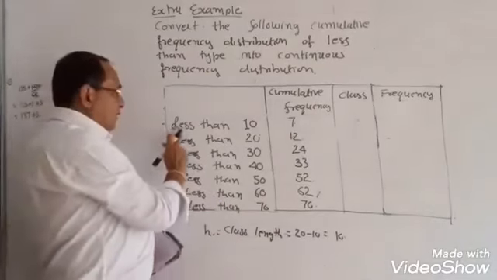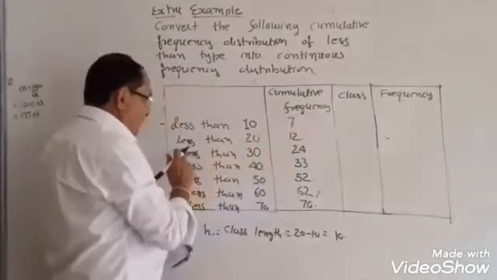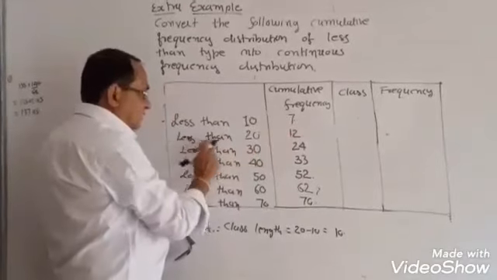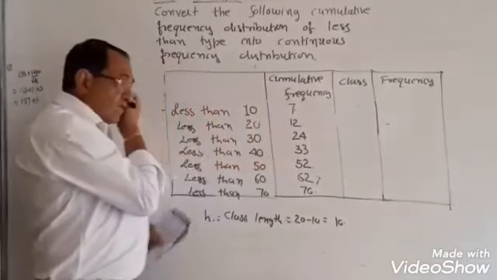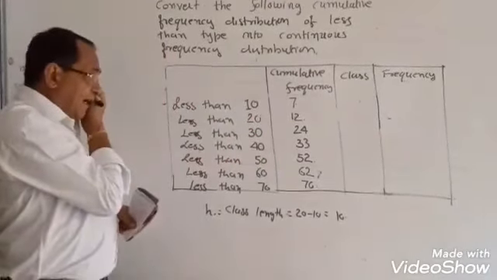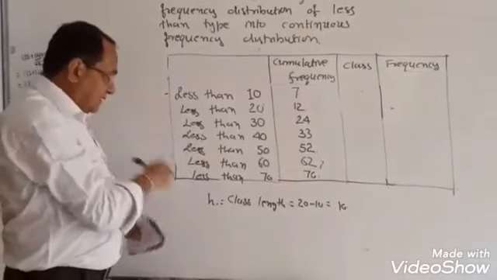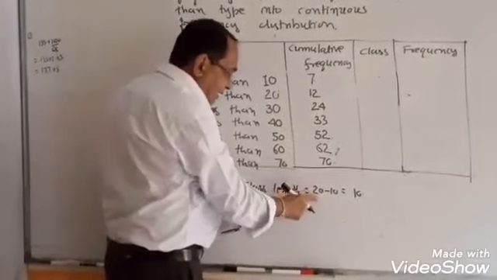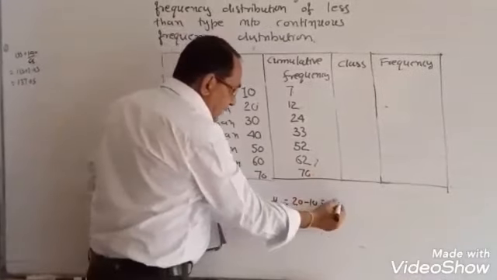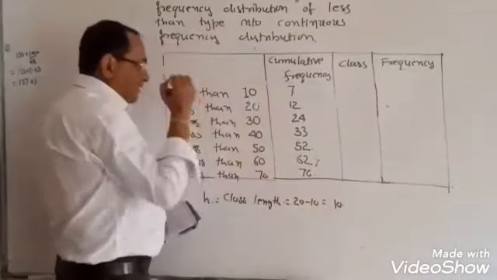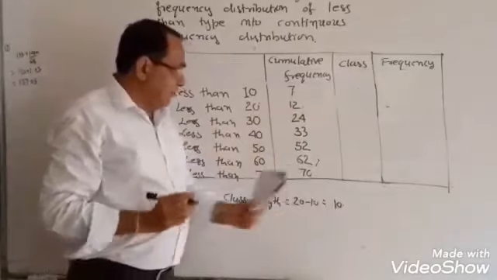Here you are given less than 10 is equal to 7, less than 20 is equal to 12. From that, we will get the idea. The class length h is equal to 10, 20 minus 10 is equal to 10. So you can check it. All these lengths are 10.